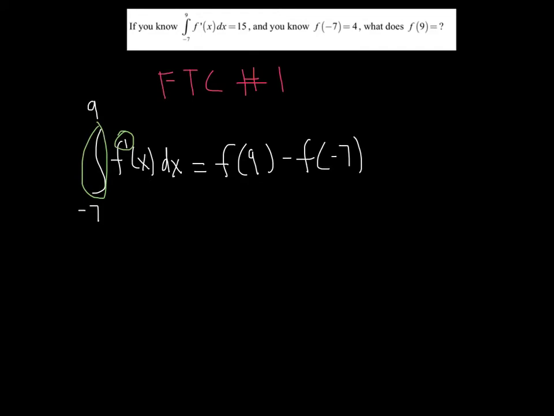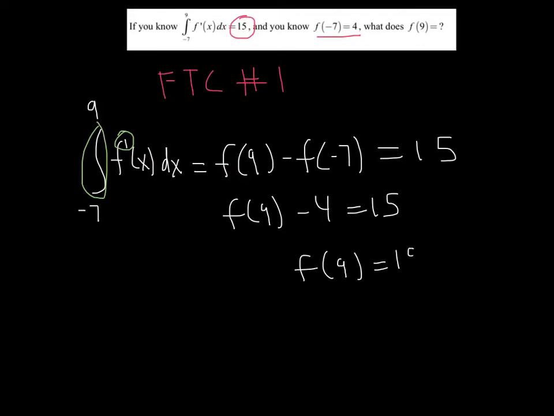All right. Now, they tell you up here that this integral from negative 7 to 9 of f prime of x equals 15. So this is going to equal 15. And they want to know what f of 9 is. So they give you that f of negative 7 is 4, and so we can replace that with 4. So we have f of 9 minus 4 equals 15. And so f of 9 is going to end up being 19. And that's the answer to this problem.